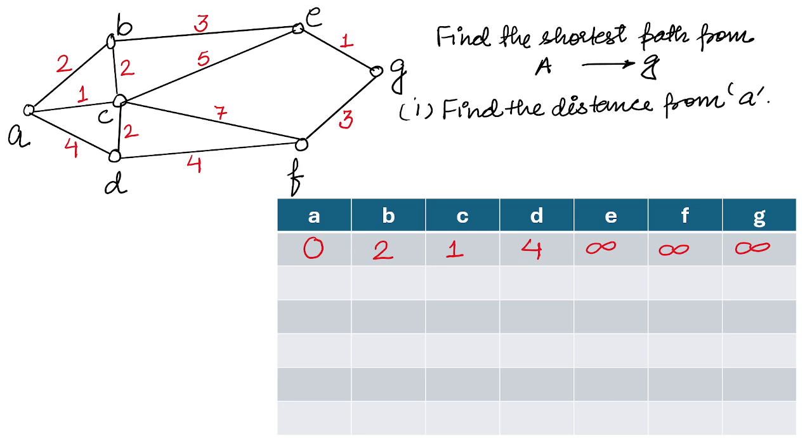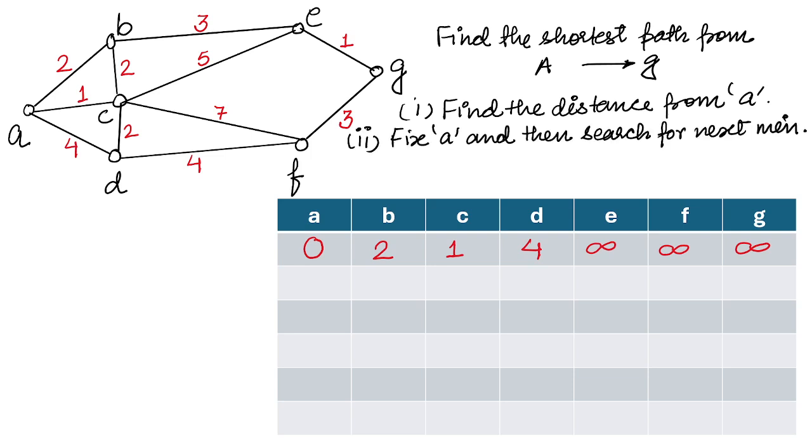Now once this is done, we will fix this A, because this is the starting point. This is not going anywhere. So I will fix it. Then from the remaining elements, I have to find out the least one. So what is the least? It is 1. So I will mark it.